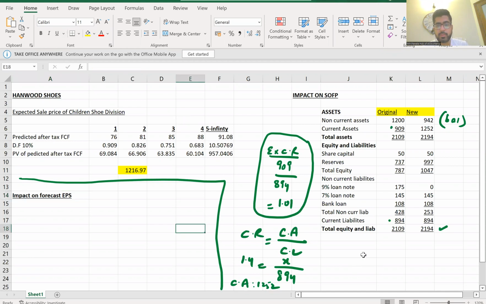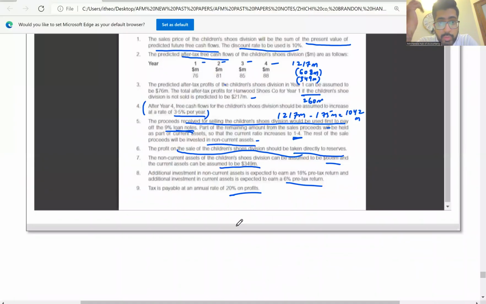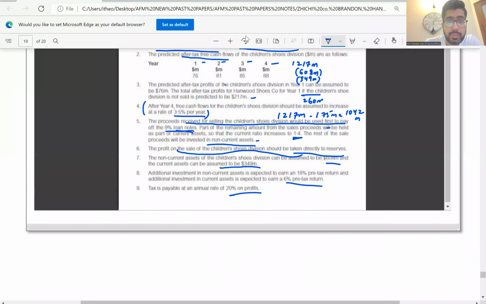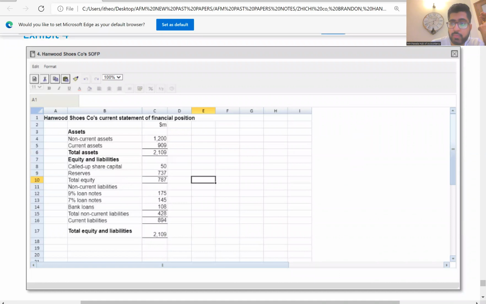Okay, if you just try to find current EPS, currently both divisions are on. So the PAT is 217 million. The PAT for year one, children's shoe division is not sold. Obviously, currently you're running both, 217 million. No preference shares, no preference dividend, and the number of ordinary shares seem to be, no par value mentioned, so you can take 1 and 50 million.